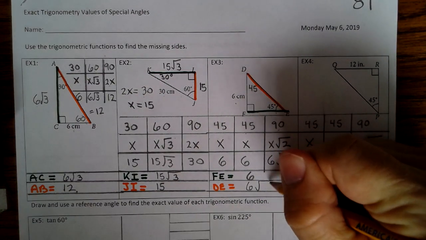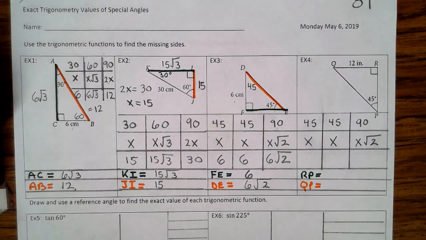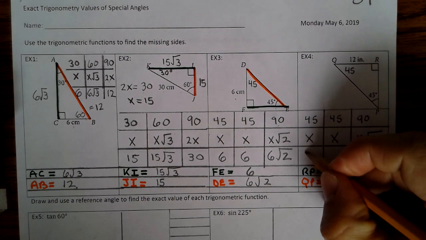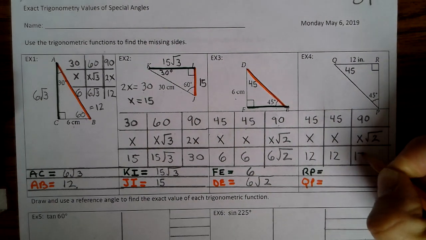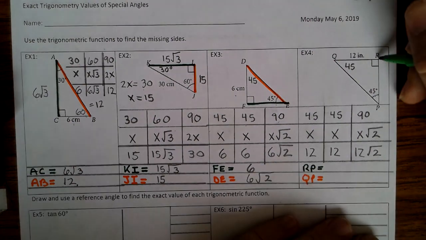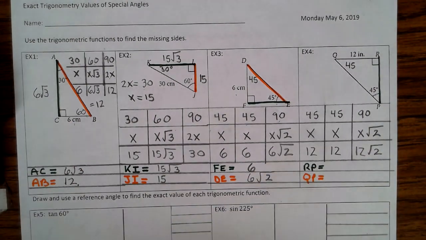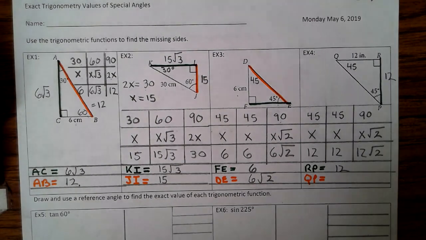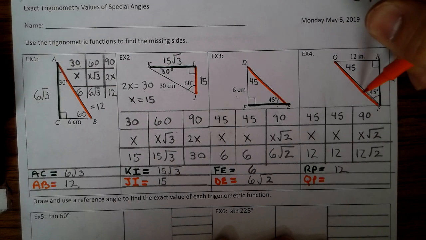All right, example 4. Okay, now again we see 45 degrees, so we know this is 45 degrees. Now it looks like 12 is across from 45, so this is 12, this is 12, and this is 12 square roots of 2. So RP is 12, and QP is 12 square roots of 2.